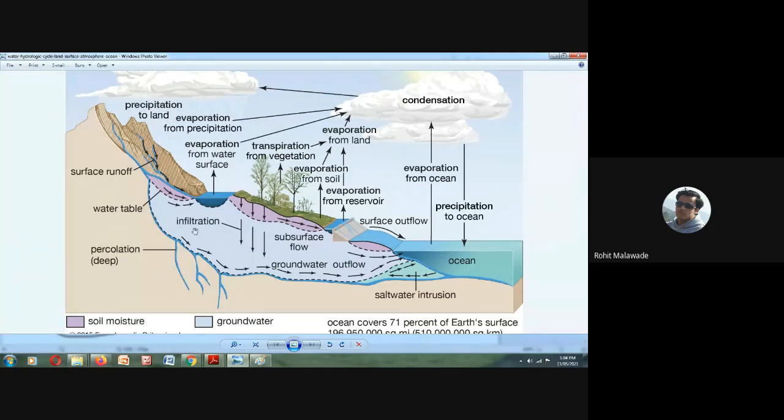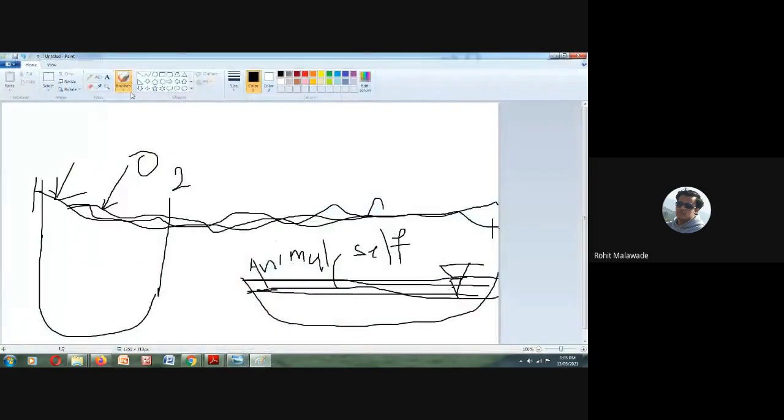slowly getting percolated, and a huge quantity of water might get stored in the form of the well, in your open well. Whenever there are too many springs, you are going to have too many springs.